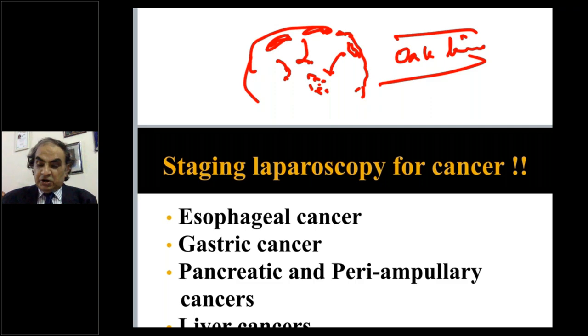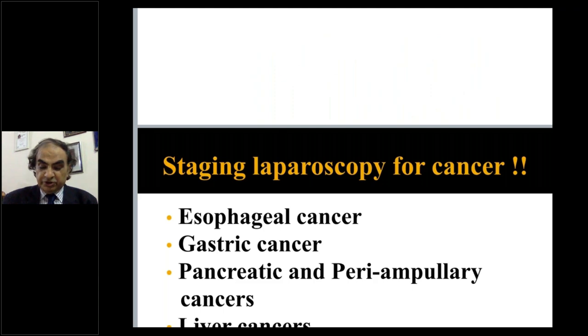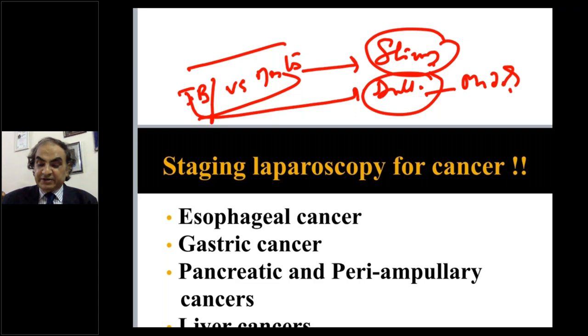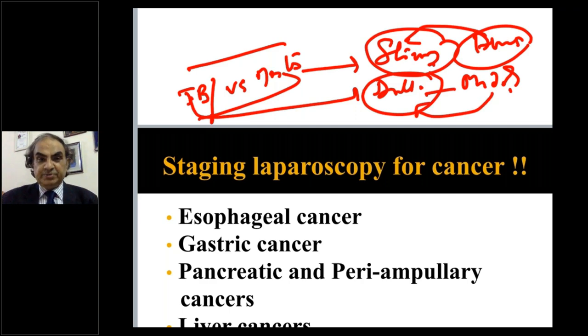Classical. How would you differentiate a metastatic disease from tuberculosis? Very commonly asked question. Tuberculosis versus metastasis. Remember, metastasis is shiny. Tuberculosis is dull and muddy. Both can have ascites. If it is hemorrhagic, it goes in favor of malignancy. If it's turbid, classical straw-colored, then it is tuberculosis. So this is how you differentiate the two. It's just a take home for you.